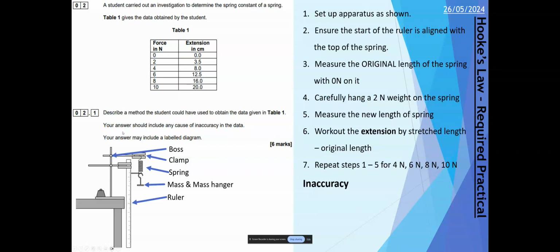So causes of inaccuracy, because it said your answer should include any cause of inaccuracy in the data. Holding the ruler, so not fixing it in place. What you could do is move the ruler about, not measure it properly. That would cause it to become inaccurate. Ruler not vertical. If the ruler's not vertical, it's going to measure a longer length than it actually is, a longer extension than it actually is. And then reading off a ruler not at eye level. We call this the parallax error. Whenever you read off a ruler, the eye must be at the same level.